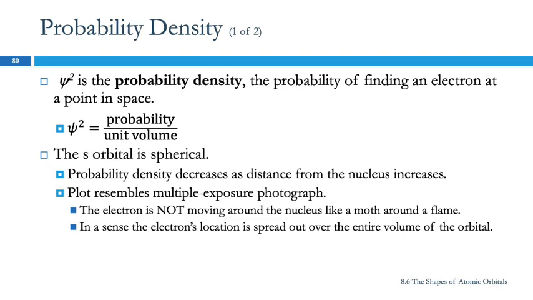What's important here is that even though it looks like that, the electron is not moving around the nucleus like a moth around the flame. In a sense, the electron's location is spread out over the entire orbital. In fact, what it's really like is a standing wave.